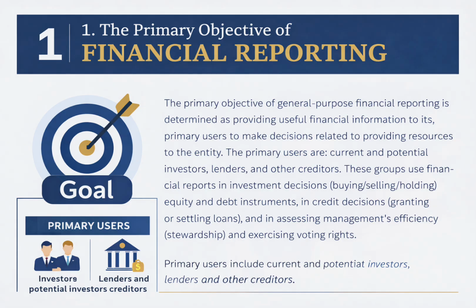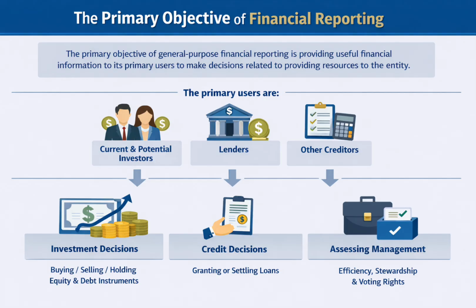1. The primary objective of financial reporting. The primary objective of general-purpose financial reporting is determined as providing useful financial information to its primary users to make decisions related to providing resources to the entity. The primary users are current and potential investors, lenders, and other creditors. These groups use financial reports in investment decisions, buying, selling, or holding equity and debt instruments, in credit decisions, granting or settling loans, and in assessing management's efficiency, stewardship, and exercising voting rights.